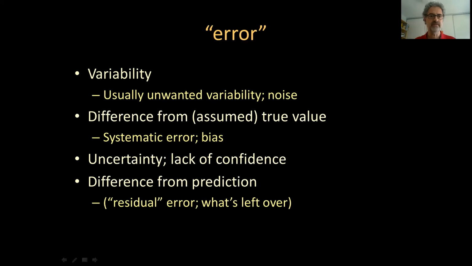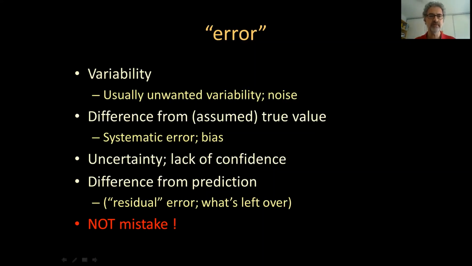Error often means difference from a prediction. If we have a model to predict some values and we have some actual observed values, then the difference between these two is the prediction error or the residual error, whatever is left over after we're done predicting. The important thing here is that error does not mean mistake. Error means that our values are different from one another, different from what we want, or different from what we predict.